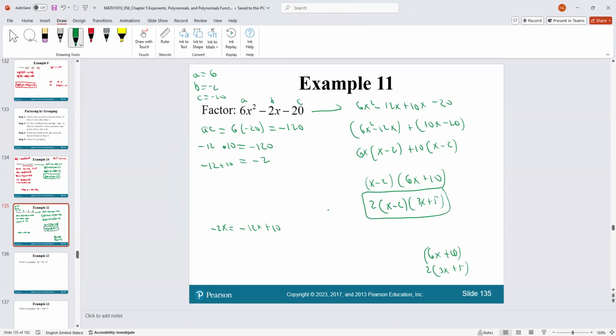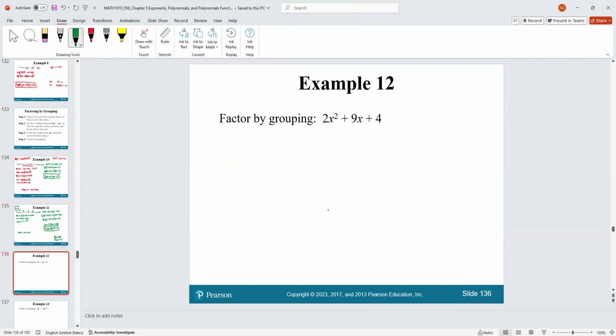same answer. I know I go a little bit faster, so feel free to review and do it multiple times in order to not miss this one. 2 times x minus 2 times 3x plus 5 is the one.